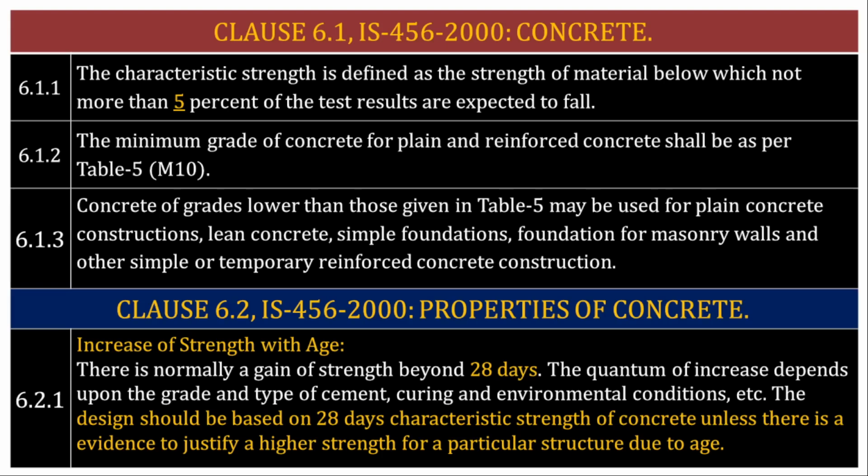Clause 6.2, IS-456-2000, Properties of concrete. Clause 6.2.1, Increase of strength with age. There is normally a gain of strength beyond 28 days. The quantum of increase depends upon the grade and type of cement, curing and environmental conditions, etc. The design should be based on 28 days characteristic strength of concrete unless there is evidence to justify a higher strength for a particular structure due to age.